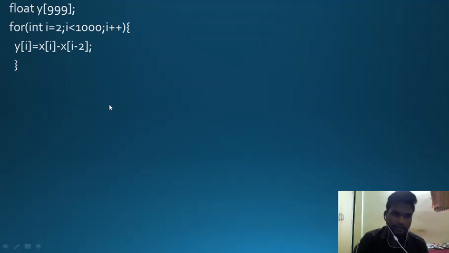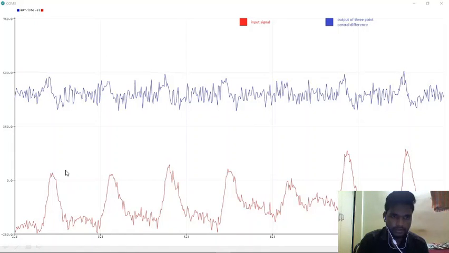This is the simple code. The difference between the first order filter and the 3-point difference filter is that here we have to subtract the third sample. So x of I minus x of I minus 2. This logic is repeated for 1000 values because the input is 1000. The output of the code is as follows. This is the input signal and this is the output signal. As you can see, comparing input and output, the output is a high frequency signal, since this filter is also a high pass filter.